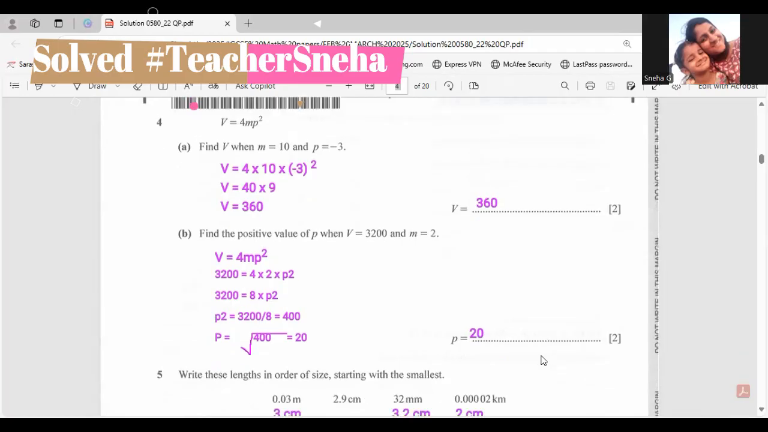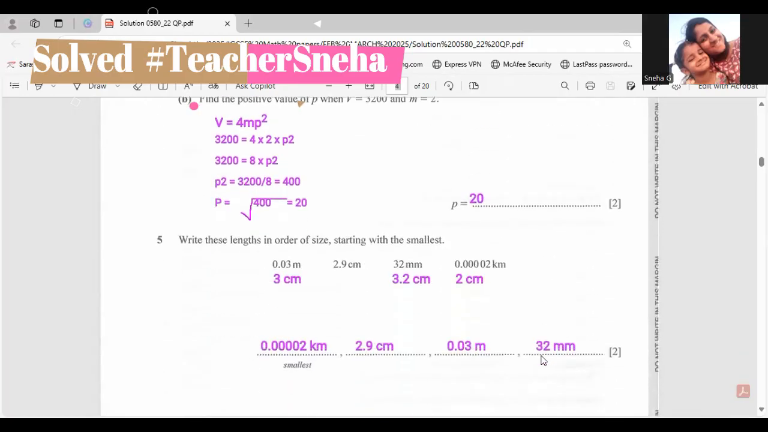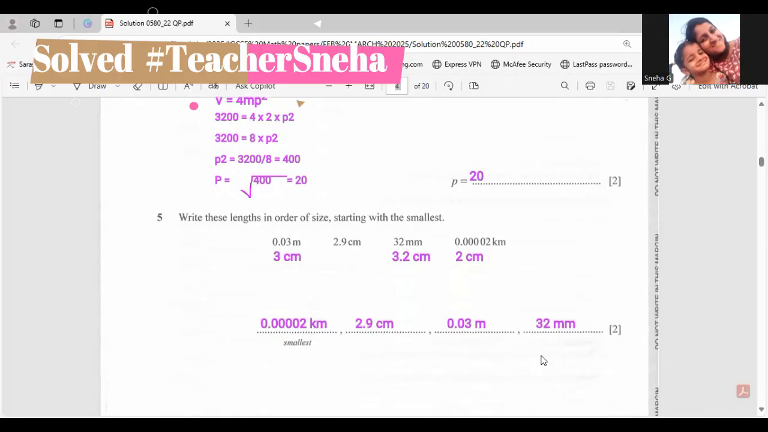We will scroll down to question number 5. Write the lengths in order of size starting with the smallest. So these are the lengths that are given here. The lengths given here are in different units. So this is in meters, this is in centimeters, millimeters, and kilometers.